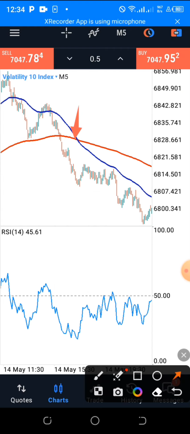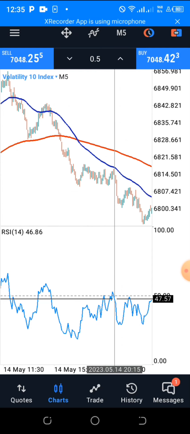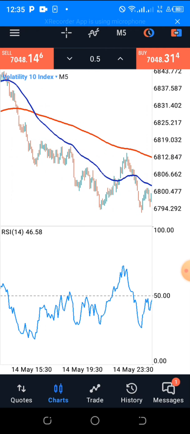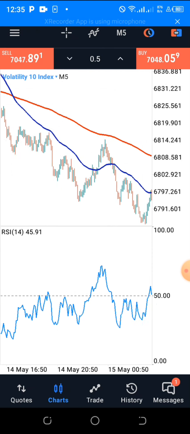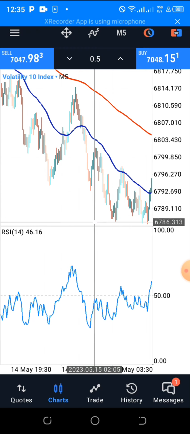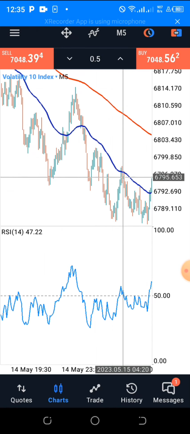We then wait patiently for price to cross below the 50 level, like what happened at this particular position. Price was able to cross below, and then we enter our trade. We entered at that position, and we're going to close here when the price crossed above the 50 exponential moving average. Then we're going to re-enter at this position, and we stay in that market until the price reaches here.